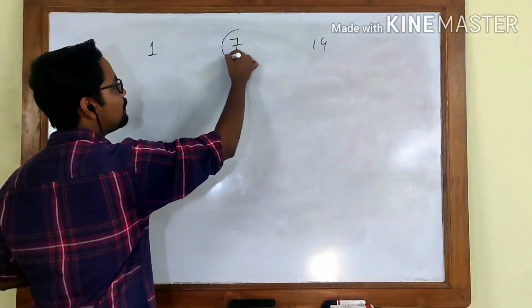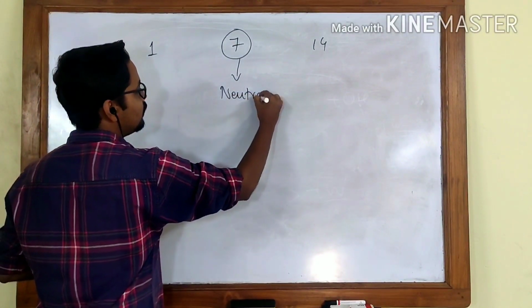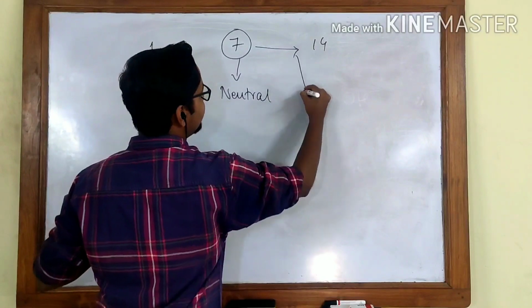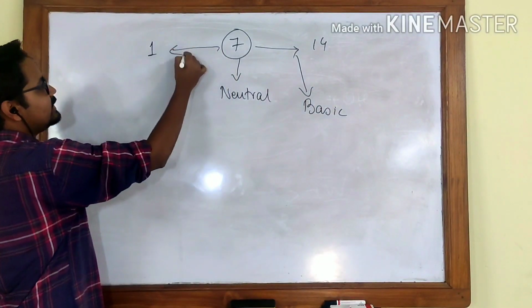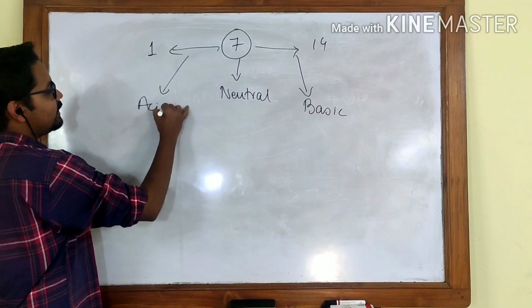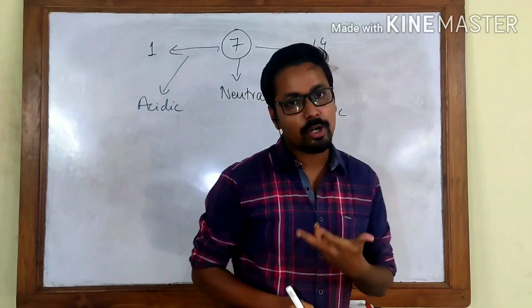If the value of the pH is 7, that means the compound is neutral. If it is more than 7, that means it is basic in nature. If it is less than 7, then it is acidic in nature. Okay. So how do we define acidity or basicity?